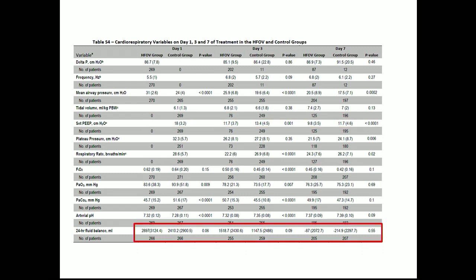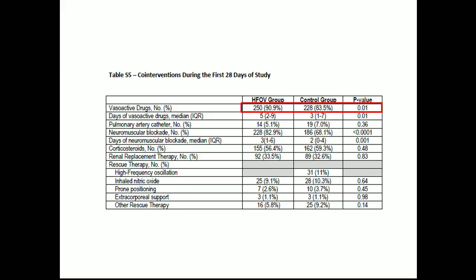And again, a big difference in the fluid balance. The oscillated group had a lot more fluid on board, and we know aggressive fluid resuscitation and being in positive fluid balance has an impact on ITU length of stay. Definitely not on mortality, but at least on the length of stay.